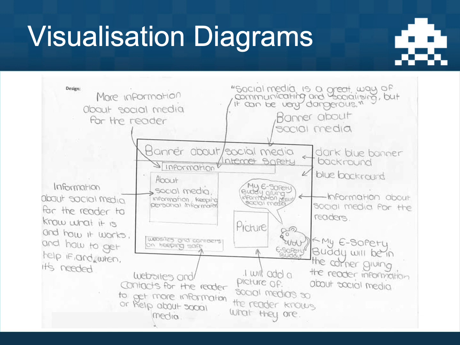Here you can see an example of a fairly decent visualization diagram, and the key thing you should note here is that you don't need to be artistic. Your visualization diagram can still be neat and tidy, even if you're not particularly artistic, because as this young person has done, there is a box that says picture, and they've then just said, I will add a picture of social media icons here so the reader knows what they are. You'll see there's a range of different annotations, and the annotations are really important. It can't just be a drawing. You need to have your annotations around the outside explaining why each part is where it is.